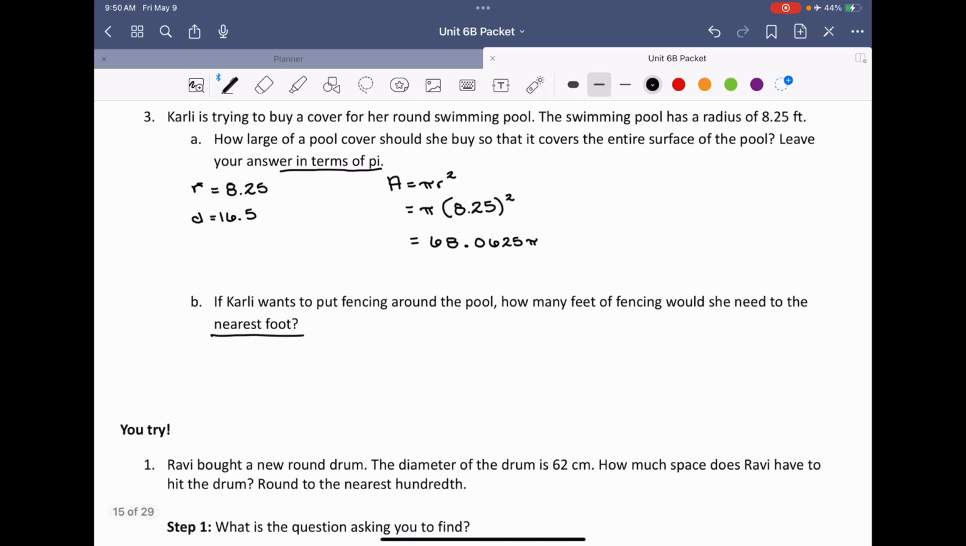If Carly wants to put fencing around the pool, so remember distance around would be circumference, so circumference equals pi times diameter. So my diameter is up above, 16.5. We're rounding to the nearest foot, so let's go ahead and multiply that out. So 51.83, which is approximately 52 feet.